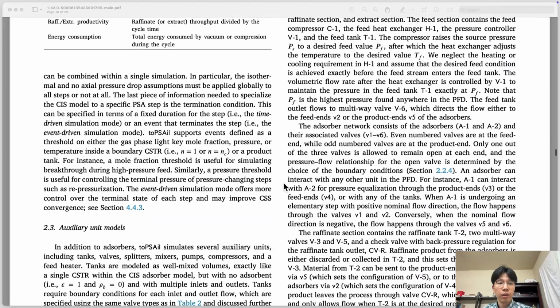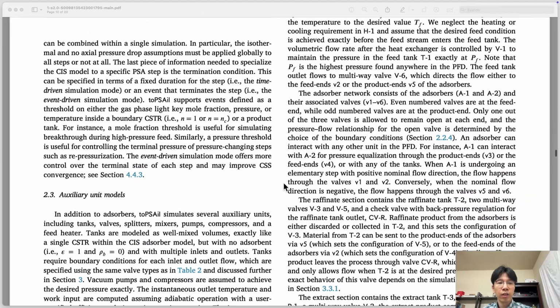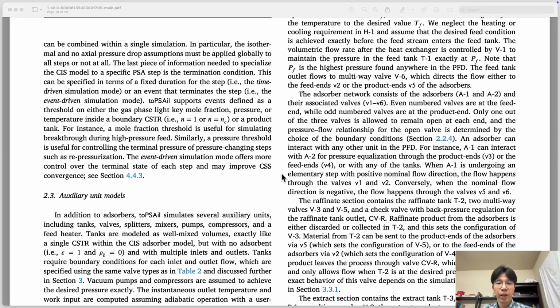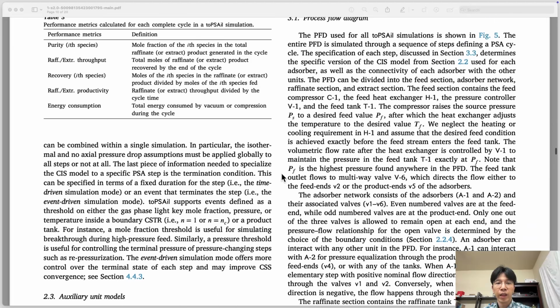And that's pretty much it in terms of mathematical background for the adsorption columns.